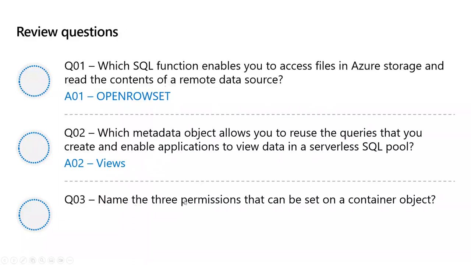Finally, name the three permissions that can be set on the container object. Three permissions set on the container object. Read, write, and execute, says Data. And the answer is yes, you were right, Data. Read, write, and execute. Definitely right. Perfect. All right, guys.